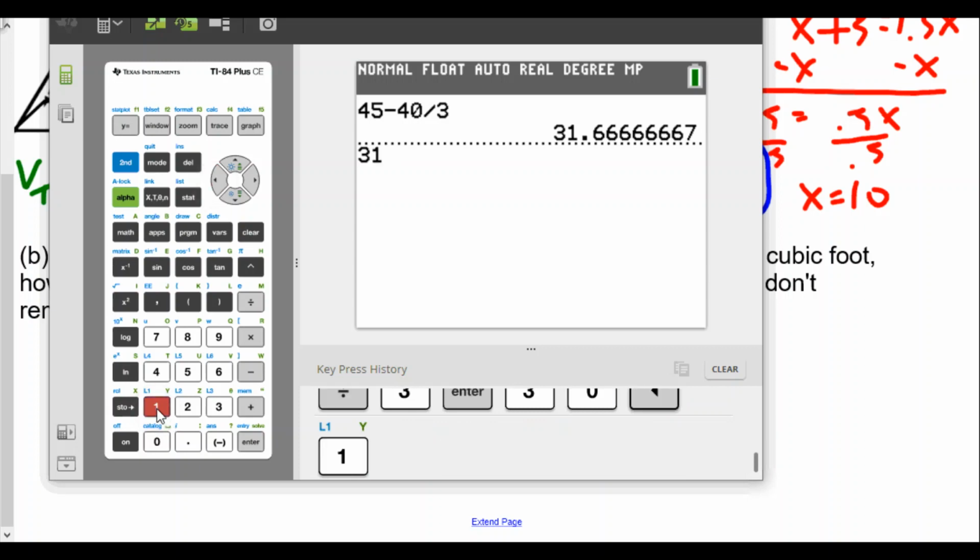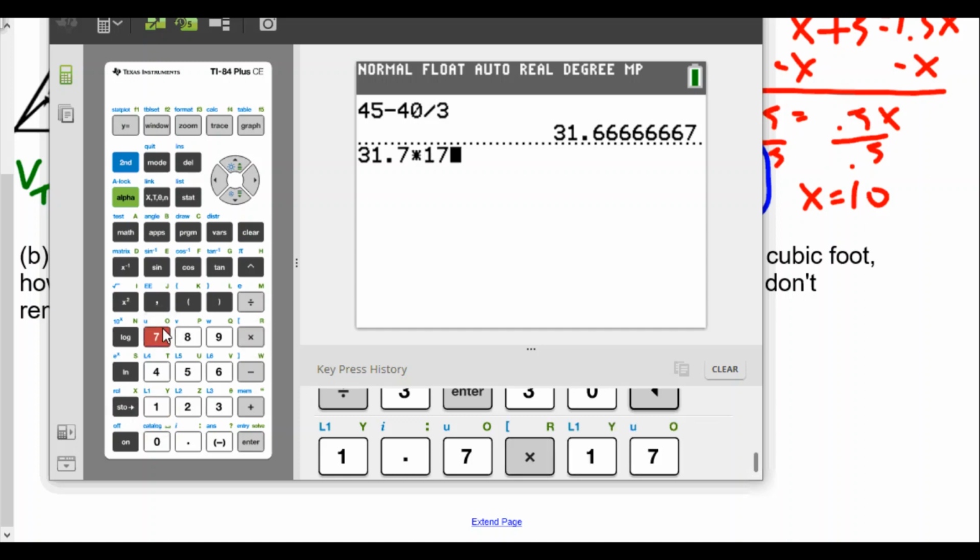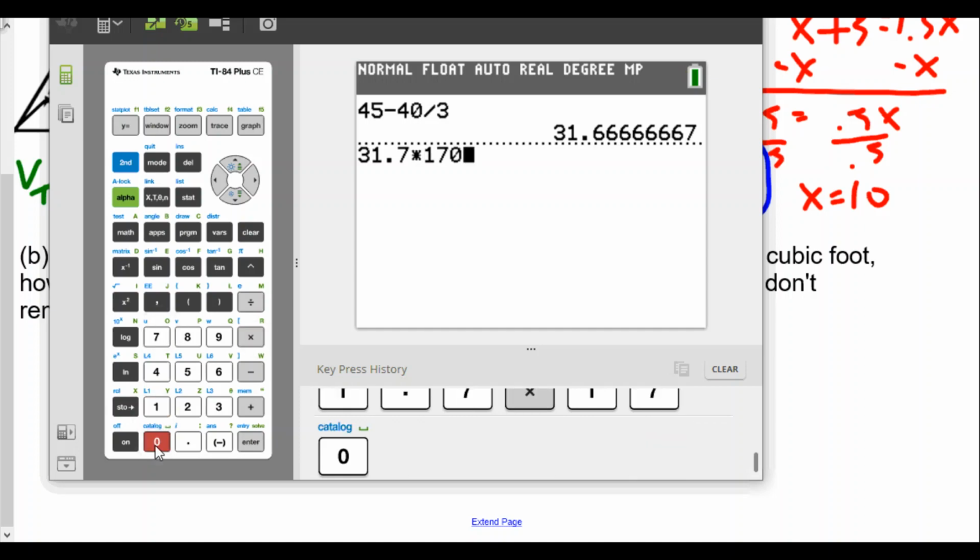31.7 times 170, because it said 170 pounds per cubic foot, and divide that by 2,000. And we get 2.69, which rounds off to 2.7. Okay? All right. And so now let's take a look.